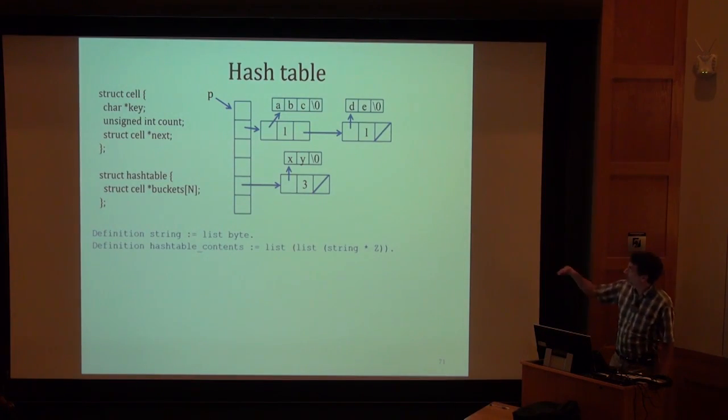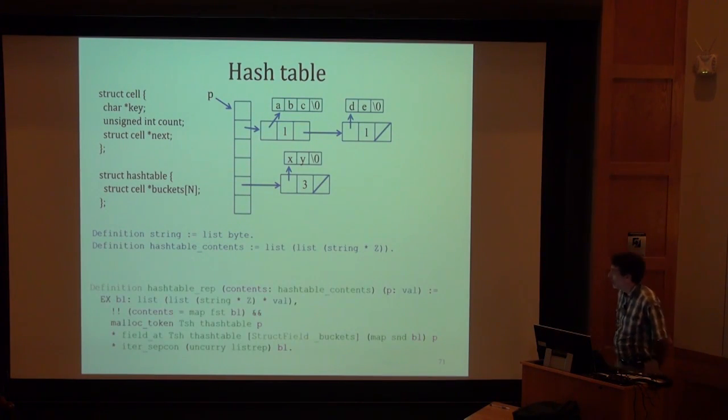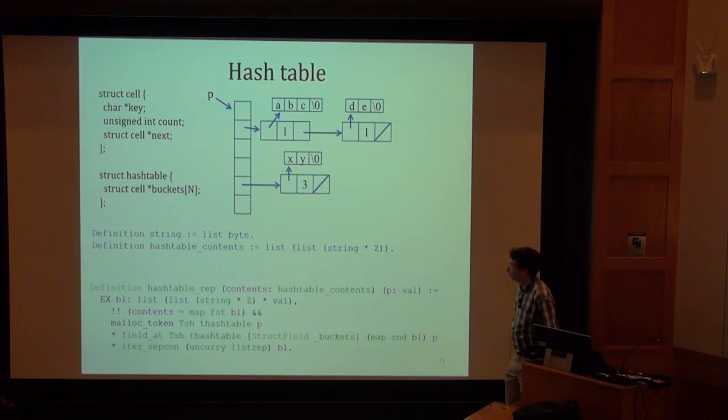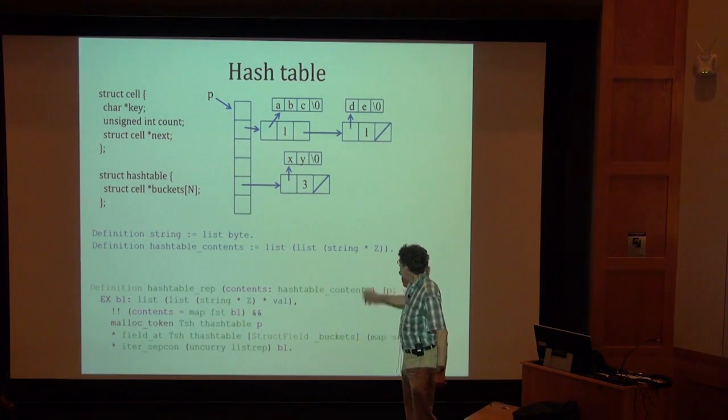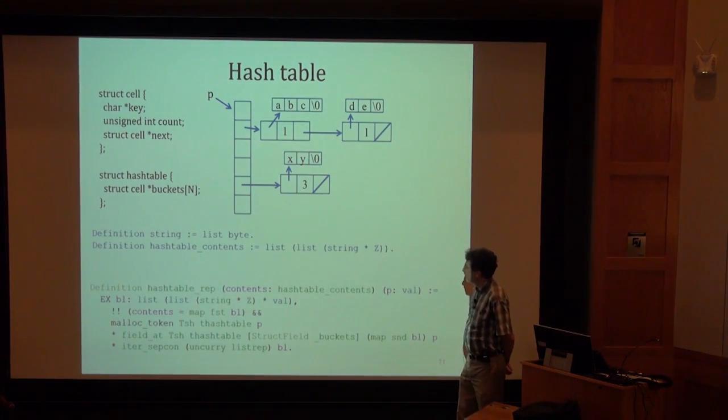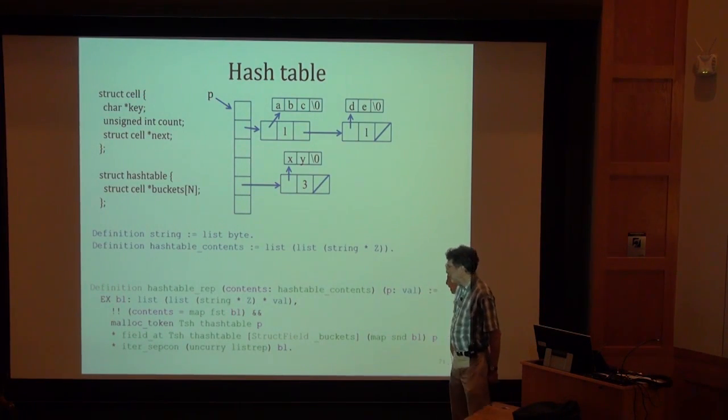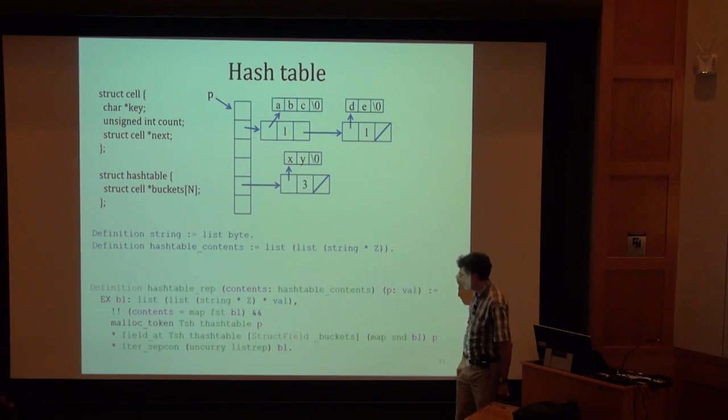We still have to represent the data structure in C memory. That is, the separation logic predicate that represents this data structure. And so that would look like this. A hash table contents is this list of string cross C, a list of buckets. At address P, we want to represent this contents.